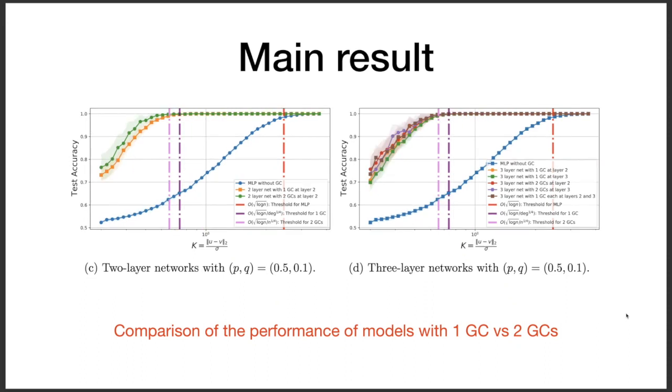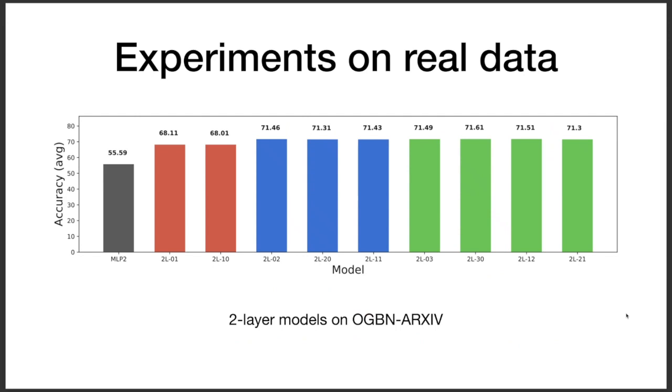Next, we show our results on some real world data sets. So here's the plot for OGB arXiv for two-layer networks. On the x-axis, we have the model name. So for example, the rightmost model is called 2L21, meaning that it's a two-layer network with two convolutions in the first layer and one convolution in the second layer. We report the performance of the models with all variations of the placement of convolutions. And it is interesting to see that all the models with the same number of convolutions, which are annotated by the same color here, perform similarly.